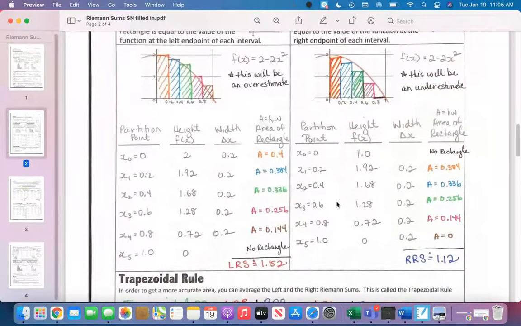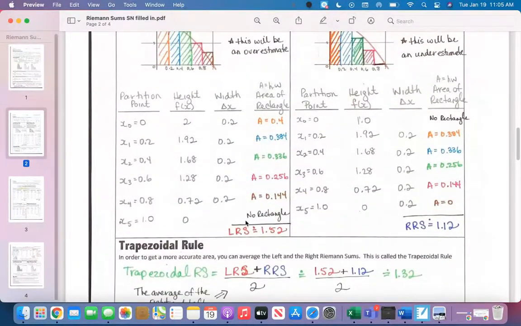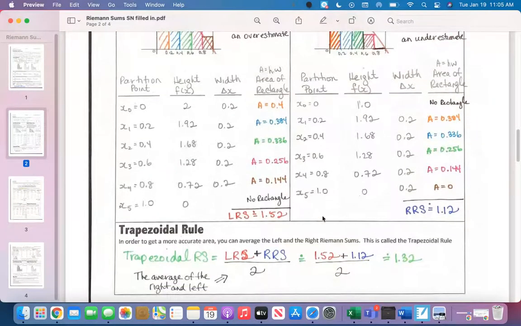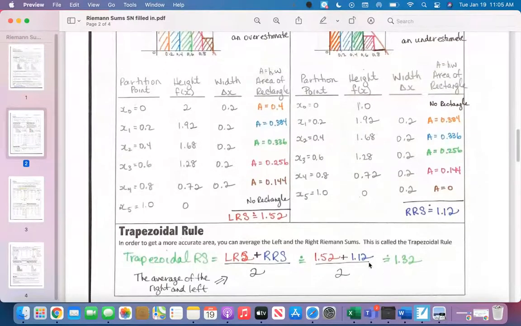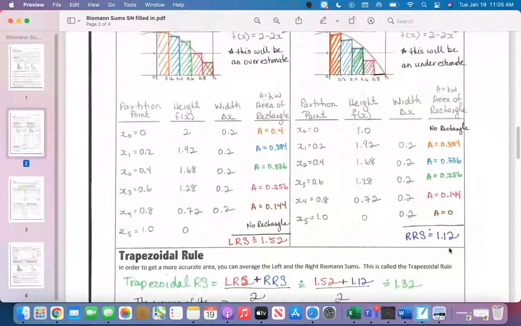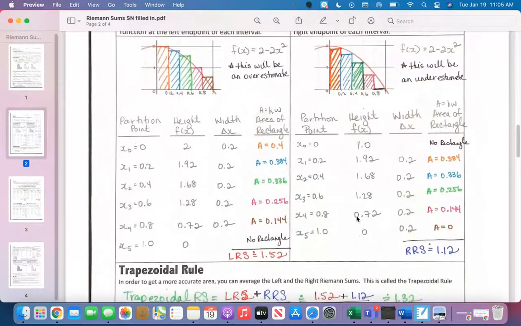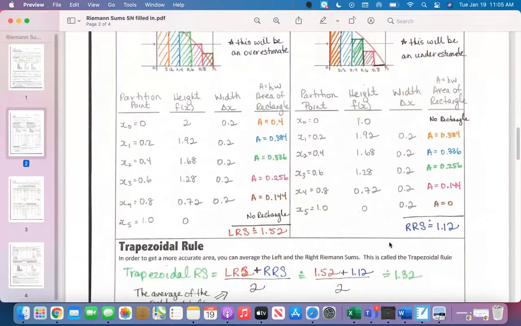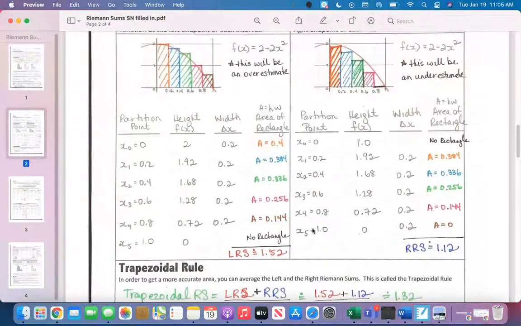Those trapezoids are found by finding the average of the left Riemann sum and the right Riemann sum. So if I take my left and my right, add them together and divide by 2 to find the average of those two, in this case I get approximately 1.32. This is going to give me a better estimate of what the actual area will be, because I've averaged the two. So my guess is that approximately 1.32 is going to be a pretty good estimate of the area underneath that curve.